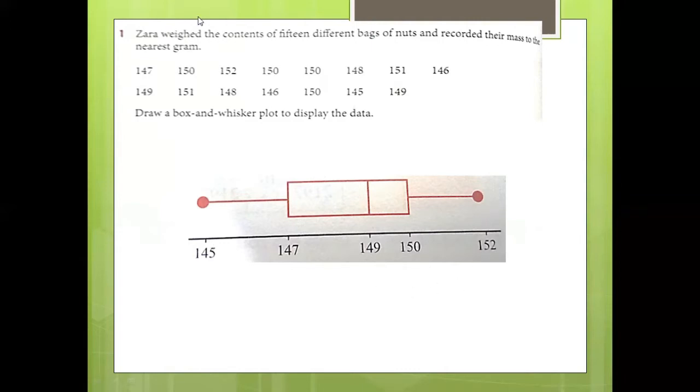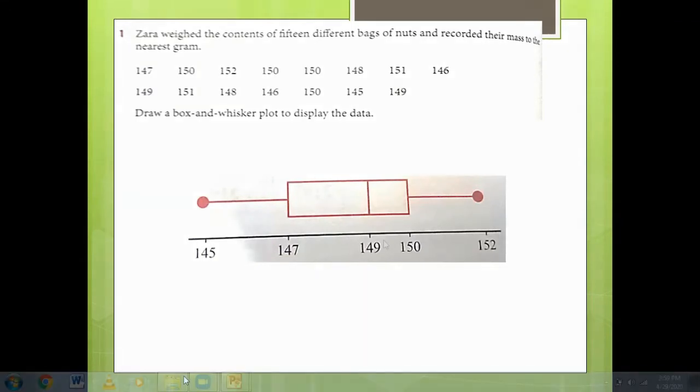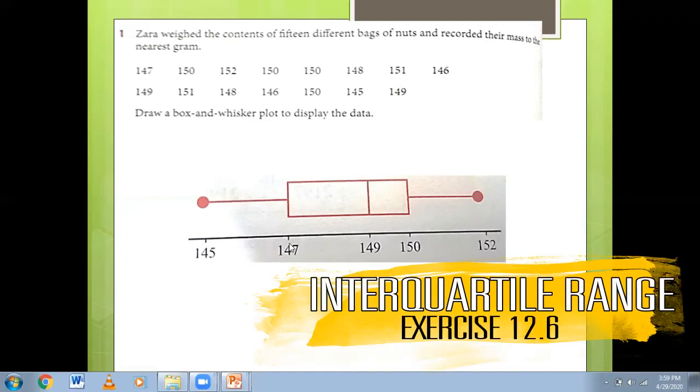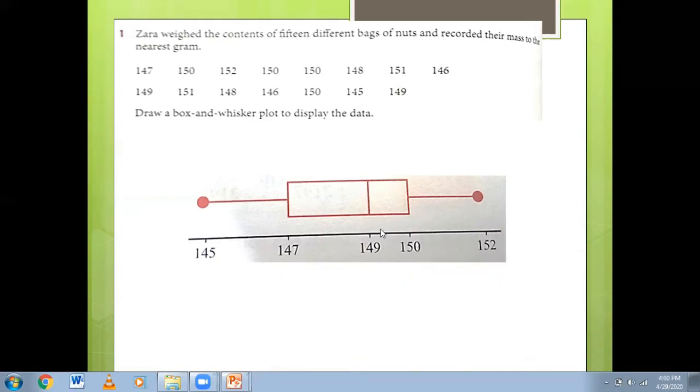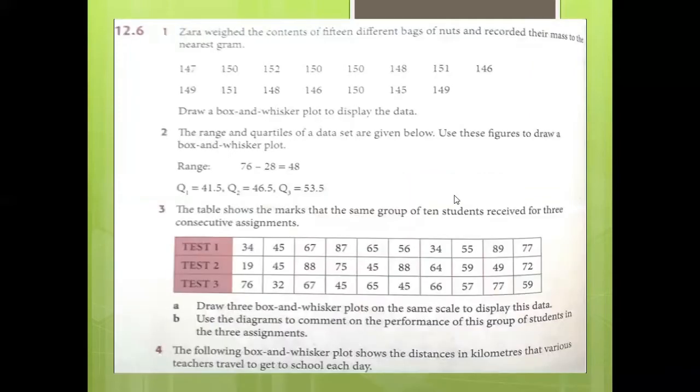First you arrange the numbers and find which one is your Q1, which one is your Q2, and Q3. Here is our median: 149 is our median, 147 is our Q1, quartile 1, and 150 is our Q3, that is 75%. As it is the same, we solve the remaining questions like question 2 and 3.